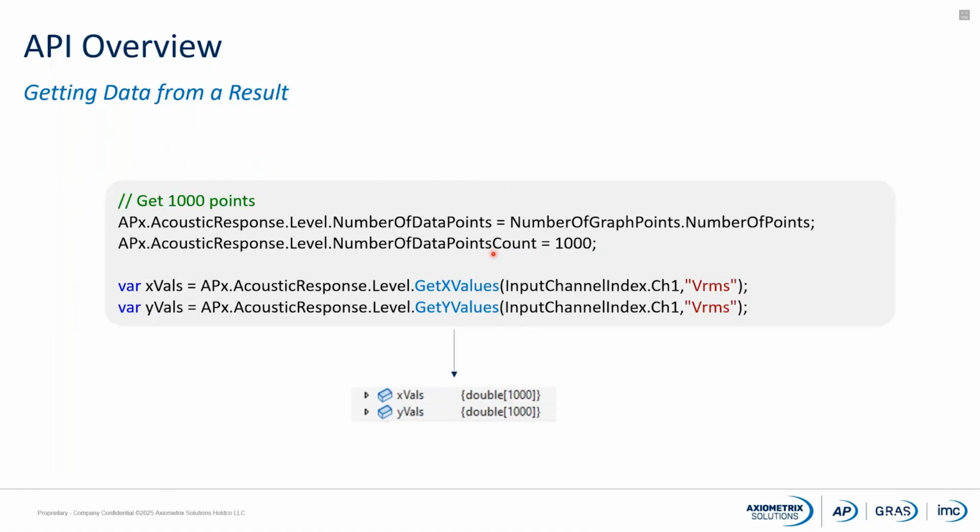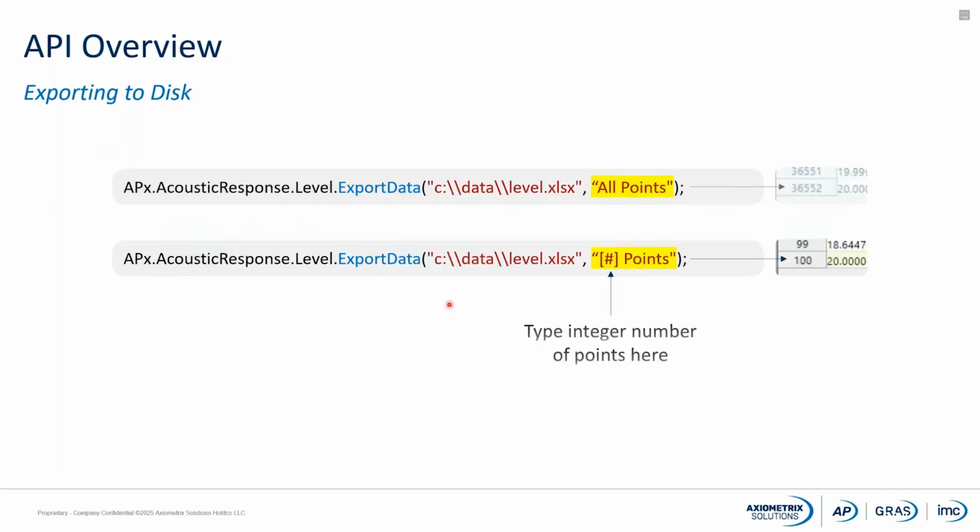If you want a specific number of points, we can do that too. Just use the number of graph points property to limit the number of points, and it will decimate down. And then use the get X values and get Y values APIs instead. If you want to export to disk, you can do so like this, and you can either export all points or a specific number of points.